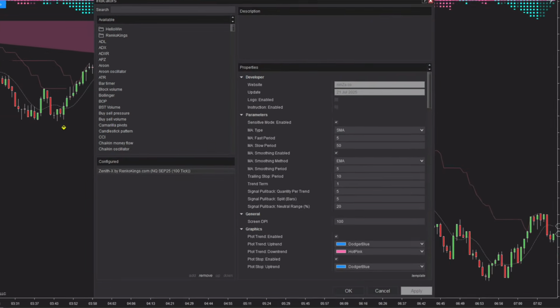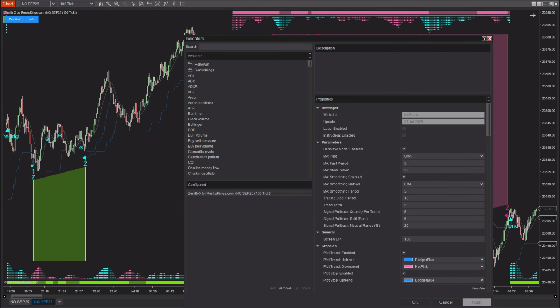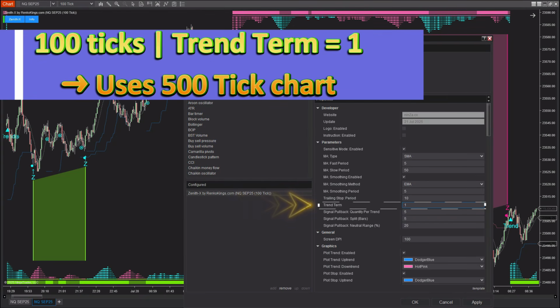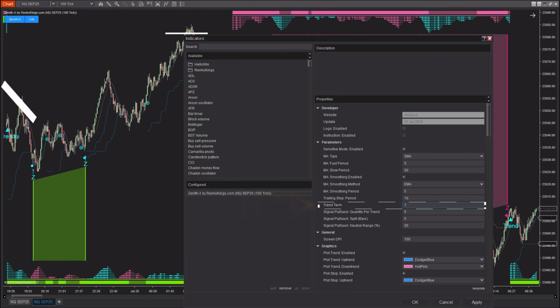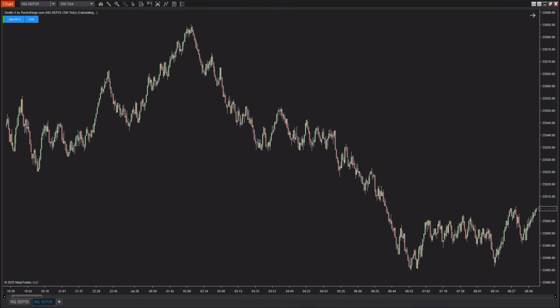Here's how it works. The system takes your current time frame and multiplies it by the trend term value to simulate a broader trend structure. The default multiplier is 5. For example, if you're trading on a 100-tick chart and set the trend term to 1, the system will internally simulate the trend based on a time frame that is 5 times larger. In this case, a 500-tick chart.